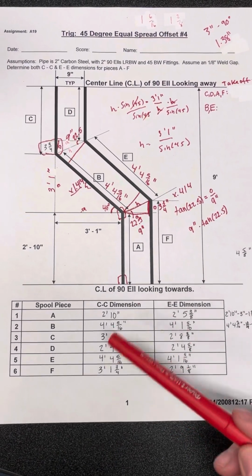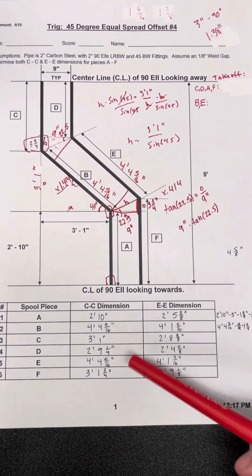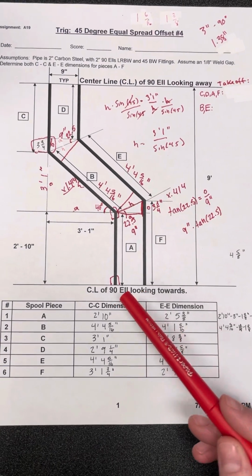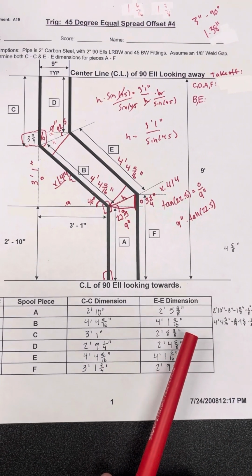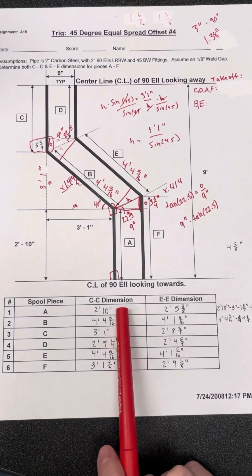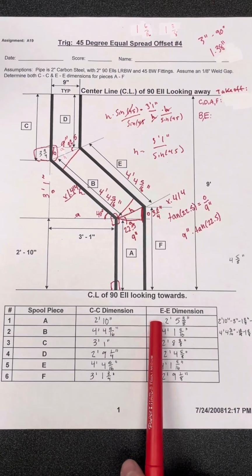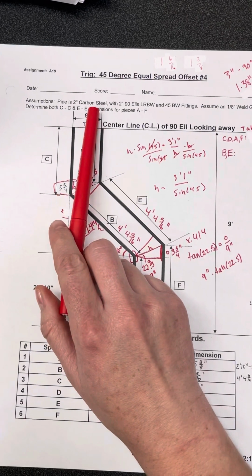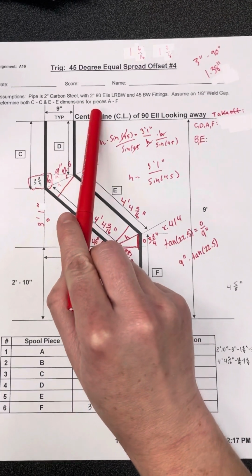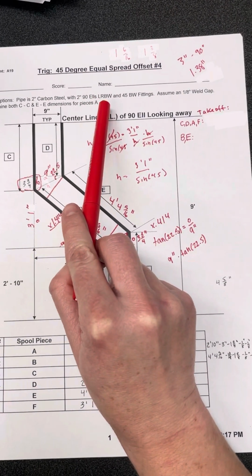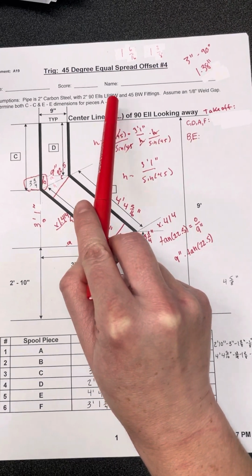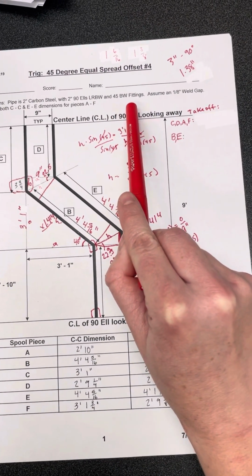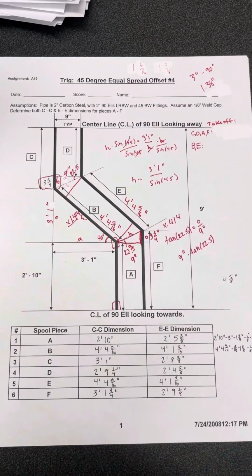Okay, so it's important to note that you do have to find the center to center dimension first. This is going to tell us how to find the end to end dimension. We're just going to take this length and then subtract our takeoff. So if we read the top here, we're assuming that we have 2-inch steel with a 2-inch 90-degree long radius butt weld elbow and then a 45-degree butt weld. And we're assuming a 1/8 inch weld gap.